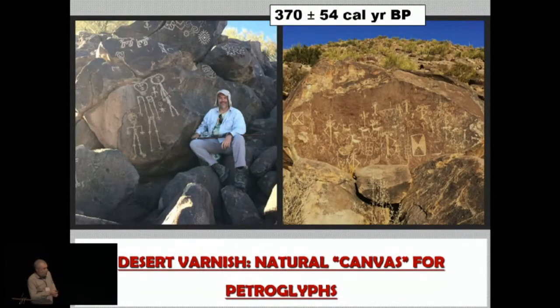Now, sorry, I forgot to tell you about this dating. Pavel Martinez managed to accumulate enough varnish material to date it with radiocarbon. The content of organic carbon is very low, less than 1%, but it was enough for AMS dating. Look how young it is, much younger than the petroglyphs, just 3,000 to 4,000 years ago.